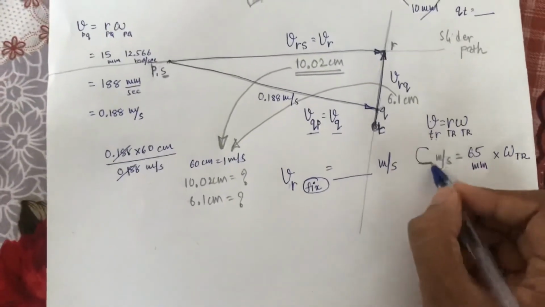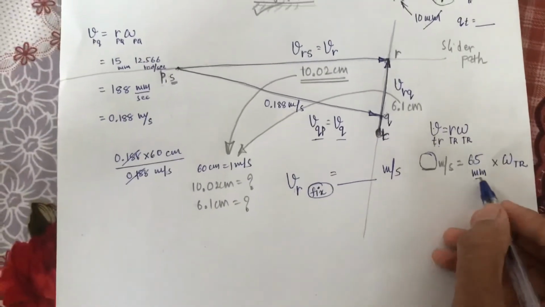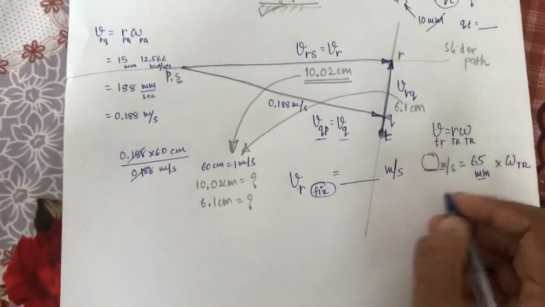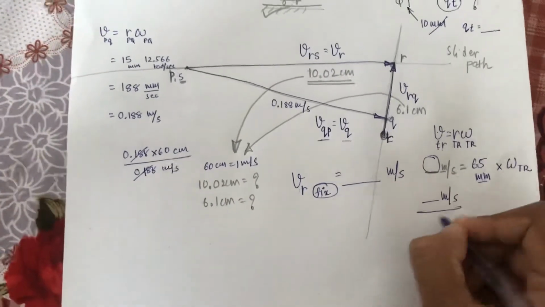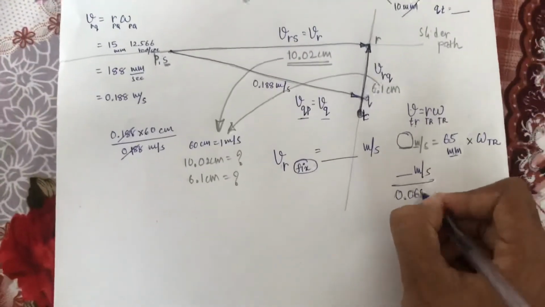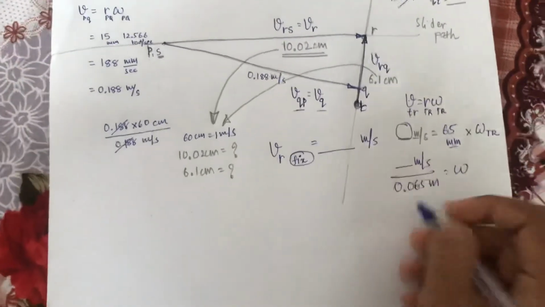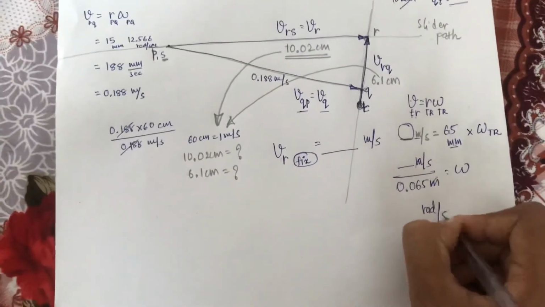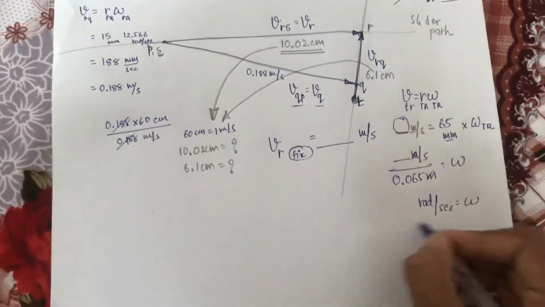Now when you divide these terms by 65, mm and meter are both given, so convert into meter or mm. Let us convert into meter. So it is 0.065 meters. So you will have the answer, meter is again cancelled, in radian per second. That is the value of omega.